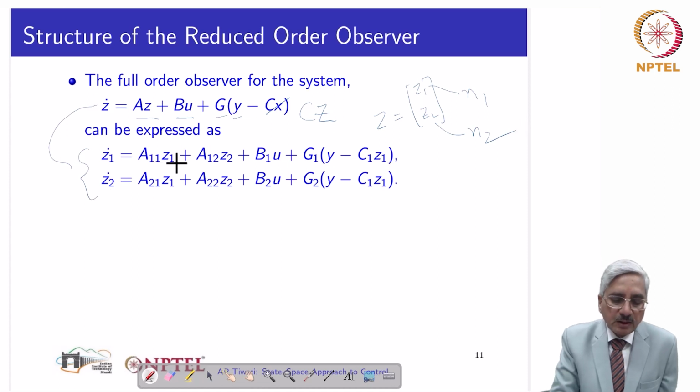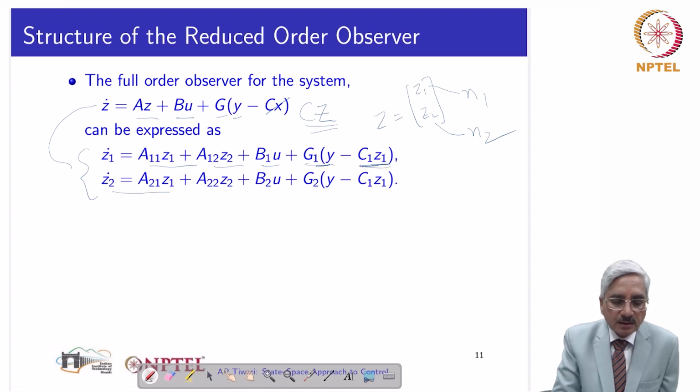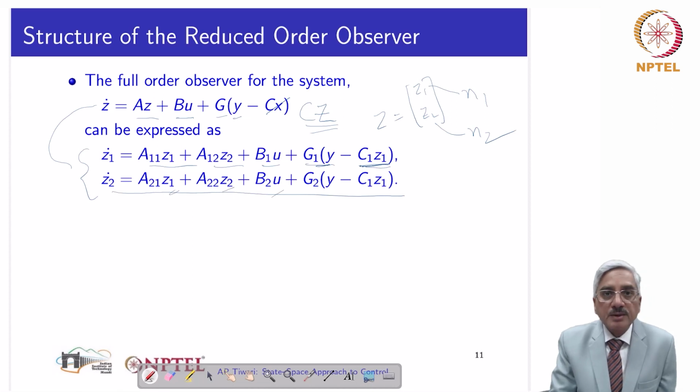So that means this gets represented in this form. z1 dot becomes A11 z1 plus A12 z2 plus B1 u plus G1 times (y minus Cz), where Cz is C1 z1 plus 0 times z2. So that C1 z1 comes here. And similarly z2 dot is A21 z1 plus A22 z2 plus B2 u plus G2 times (y minus C1 z1).